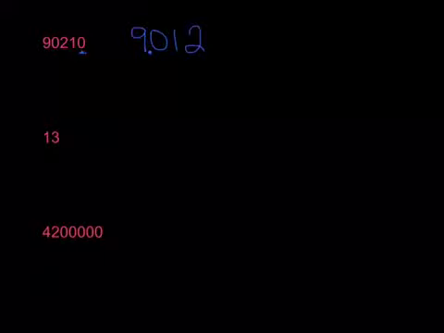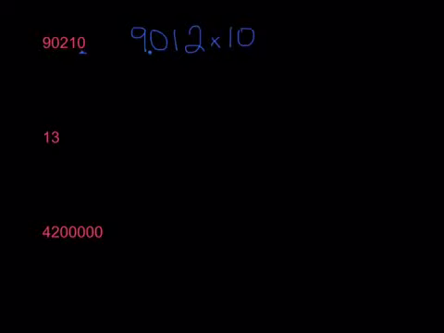We're going to go times 10. Remember, 10 is always our base when we're doing this. And we're going to just count out the numbers here. 1, 2, 3, 4. There's 4 place values after the first number. So we are going to get an exponent of 4. So that's 90,210 in scientific notation.